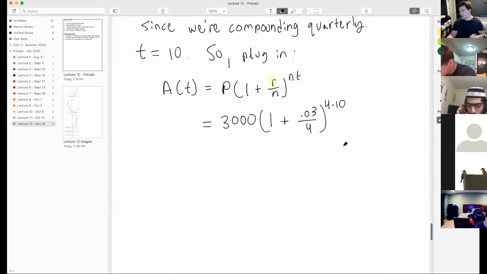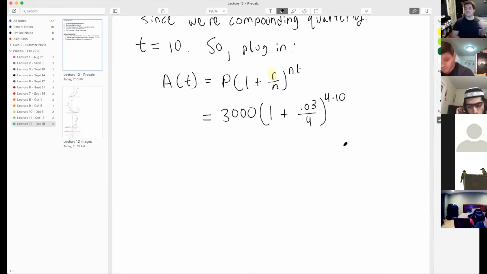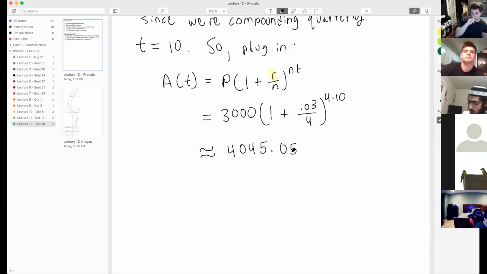With these questions, definitely use a calculator. And I will put a wavy equal sign to say it's approximately. It's not exactly equal to, but it's approximately. That's what the wavy equal signs mean. It will be 4,045.05. So that's really it. It's just an exercise in plugging in to a function.